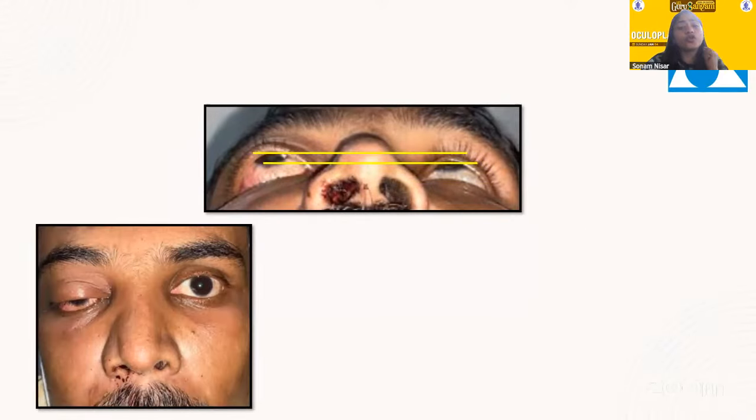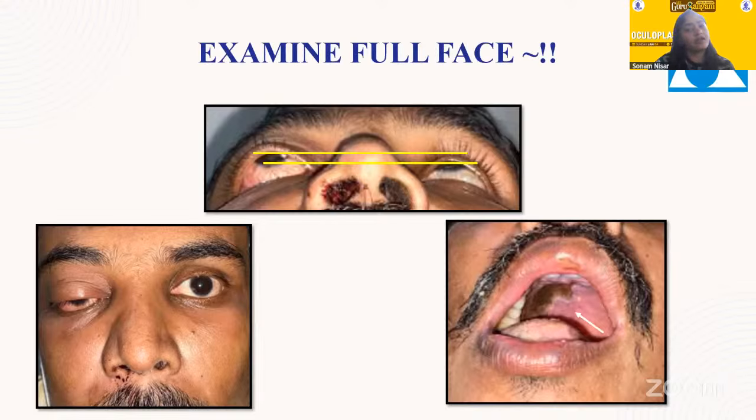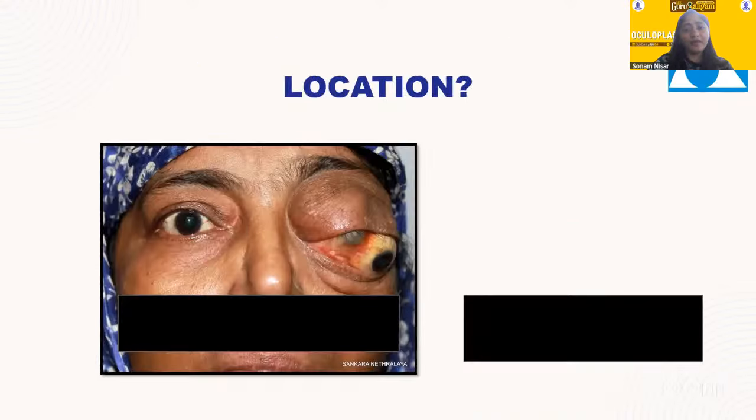One thing that we should not forget is to examine the entire face. As you can see here, this patient has miosis, proptosis, fullness of the cheek. You can see some bleeding from the nose. The moment he opens his mouth, you can see that there is a necrosis of one side of the palate. This was a case of mucormycosis here. So this is something that is very, very important. It just doesn't end with the eyes or the orbit. You have to examine the entire face.